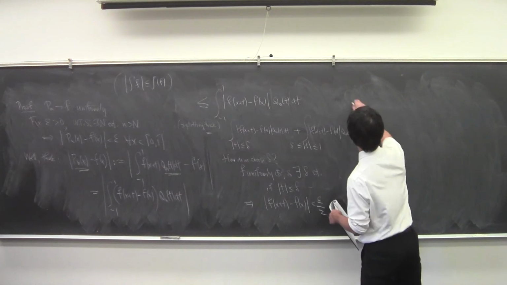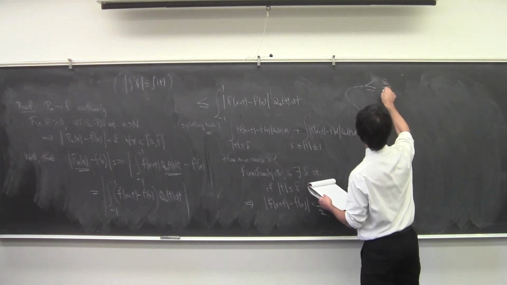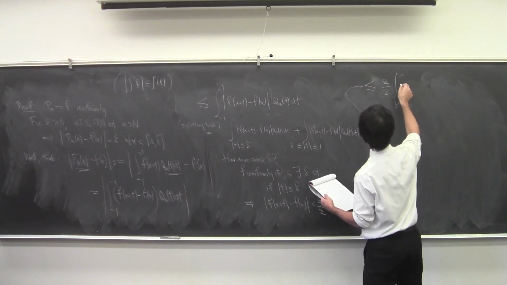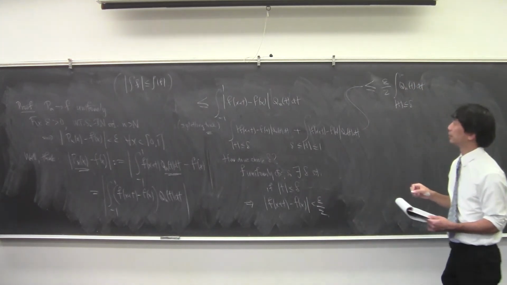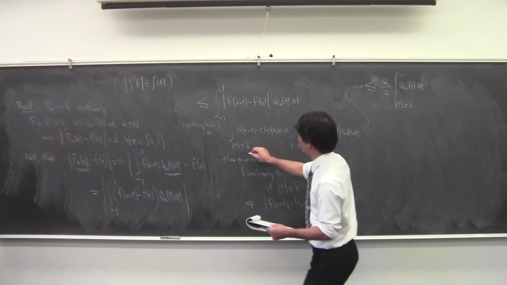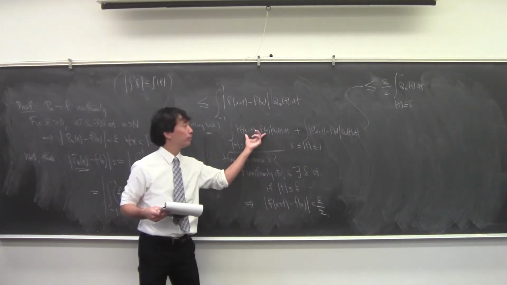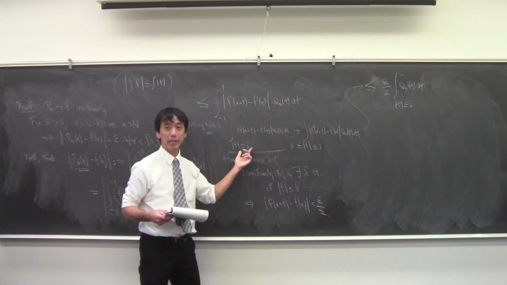So we get that this thing is less than or equal to epsilon over 2 times the integral of Q_n(t) dt. For this first term, we pull out the epsilon over 2, and we get the integral of this on that tiny neighborhood of 0.